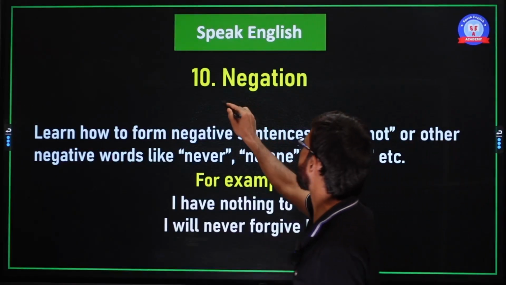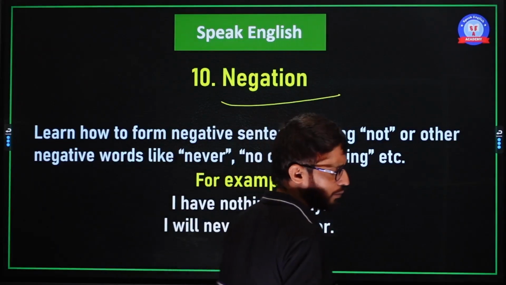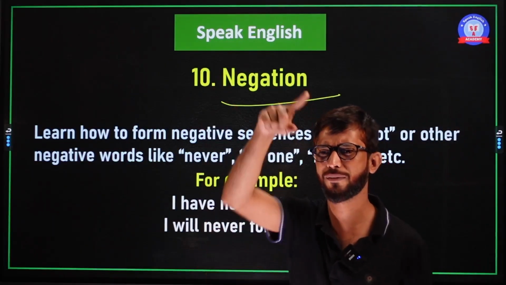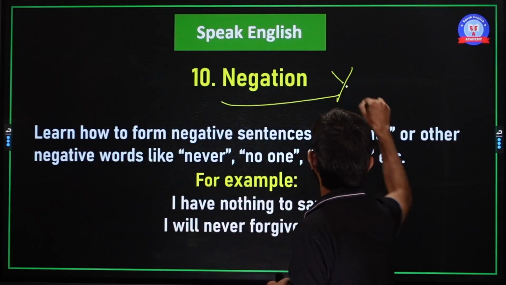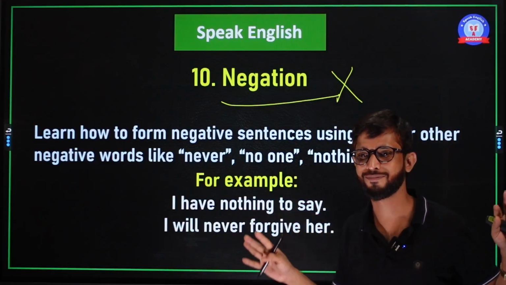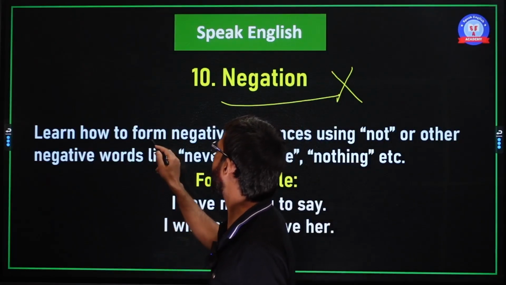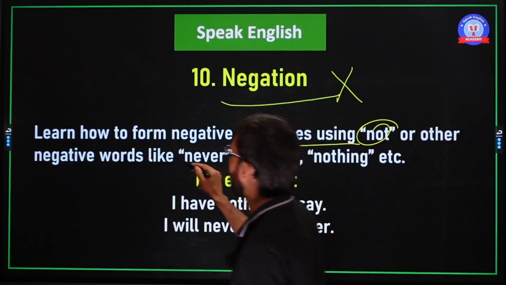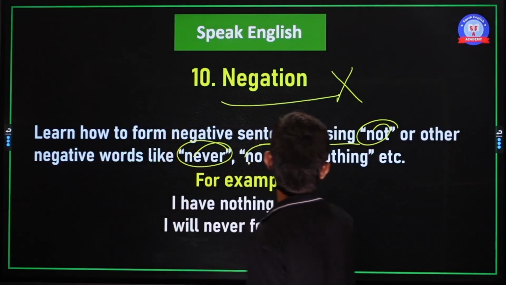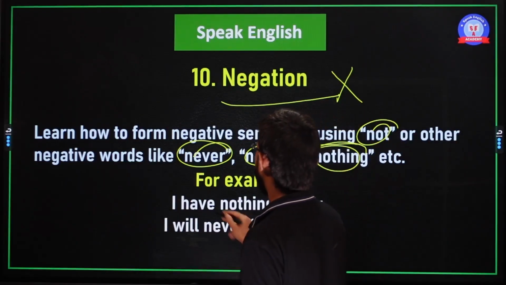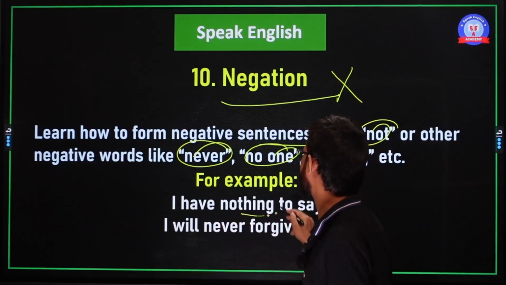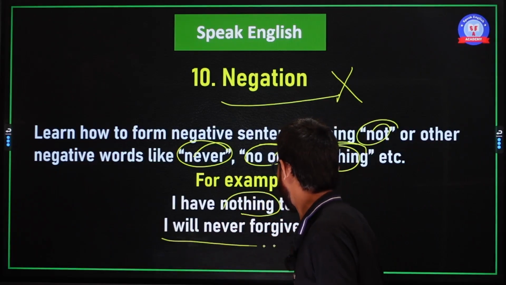Number 10, negation. Negation means to say something negative, right? So we have to learn how to form negative sentences using "not" or other negative words like never, no one, nothing, etc. There are some example sentences. I have nothing to say. I will never forgive her.